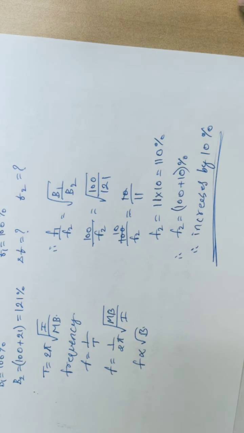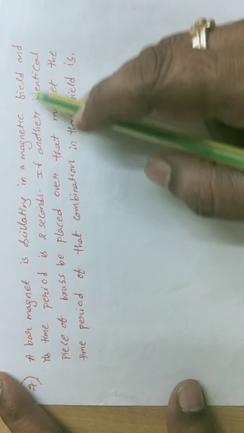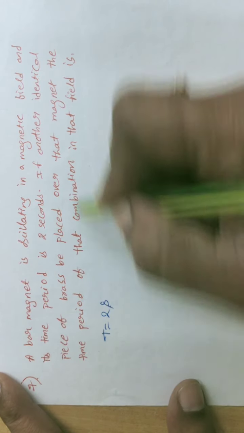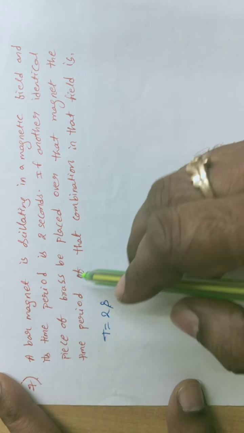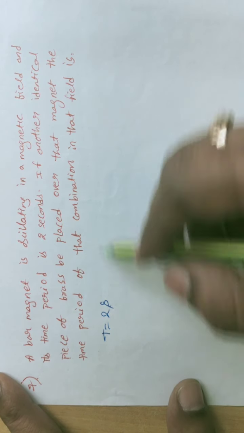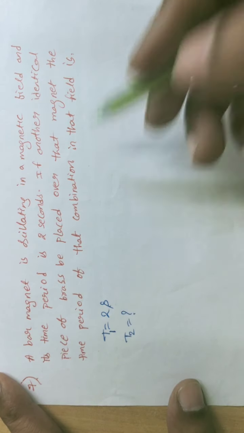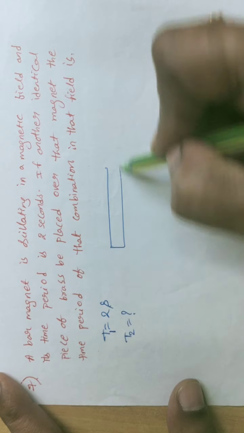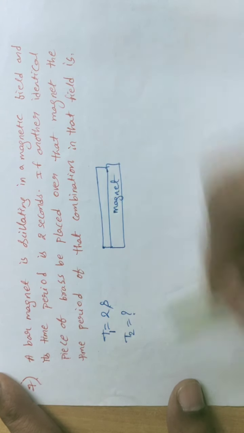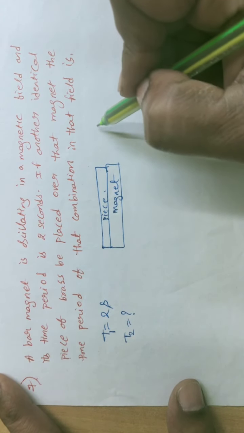Okay students, the last problem I am solving. A bar magnet is oscillating in a magnetic field and its time period is 2 seconds. T is equal to 2 seconds is given. If another identical piece of brass is placed over that magnet, what is the period of the combination? Let this be T1, this be T2. So an identical piece is placed. For example, this is one magnet, you can think of it. On this one we are placing one more identical piece.